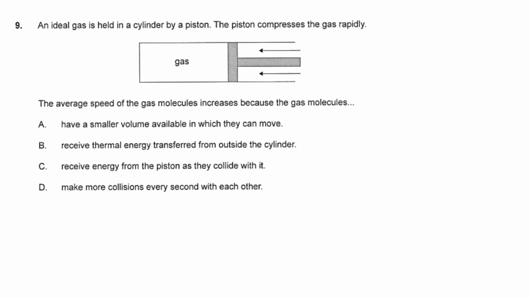IB Physics, May 2025, Time Zone 2, SLP 1A, Question 9. So in this question, we're told that an ideal gas is held in a cylinder by a piston, other than the piston compresses the gas rapidly. Now, as a result, the average speed of the gas molecules increases, and so the question is, what causes that increase?